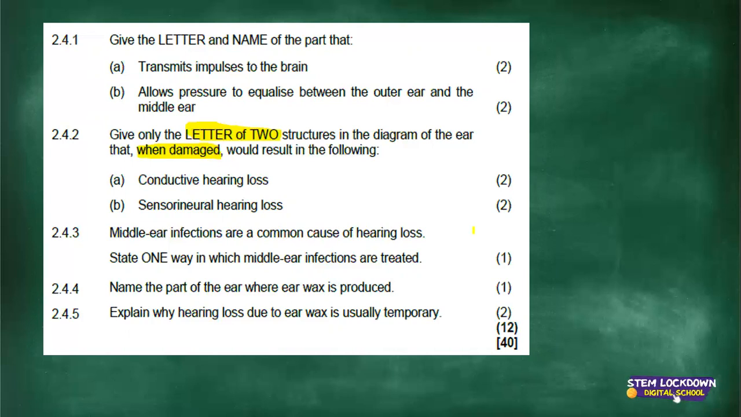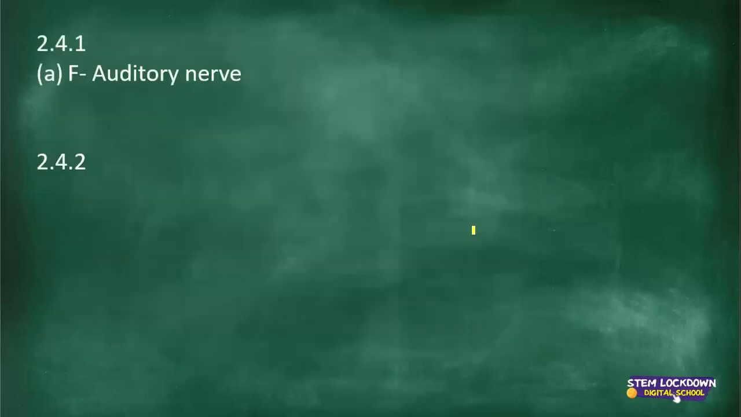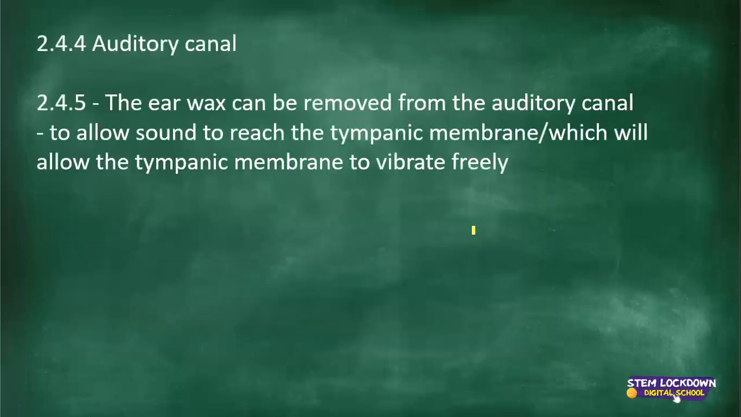And then 2.4.5, explain why hearing loss due to earwax is usually temporary. Why is hearing loss due to earwax usually temporary? The earwax can be removed. Of course, the earwax can be removed from the auditory canal. This will then allow sound to reach the tympanic membrane, which will also allow the tympanic membrane to vibrate freely. So that's when it's temporary.